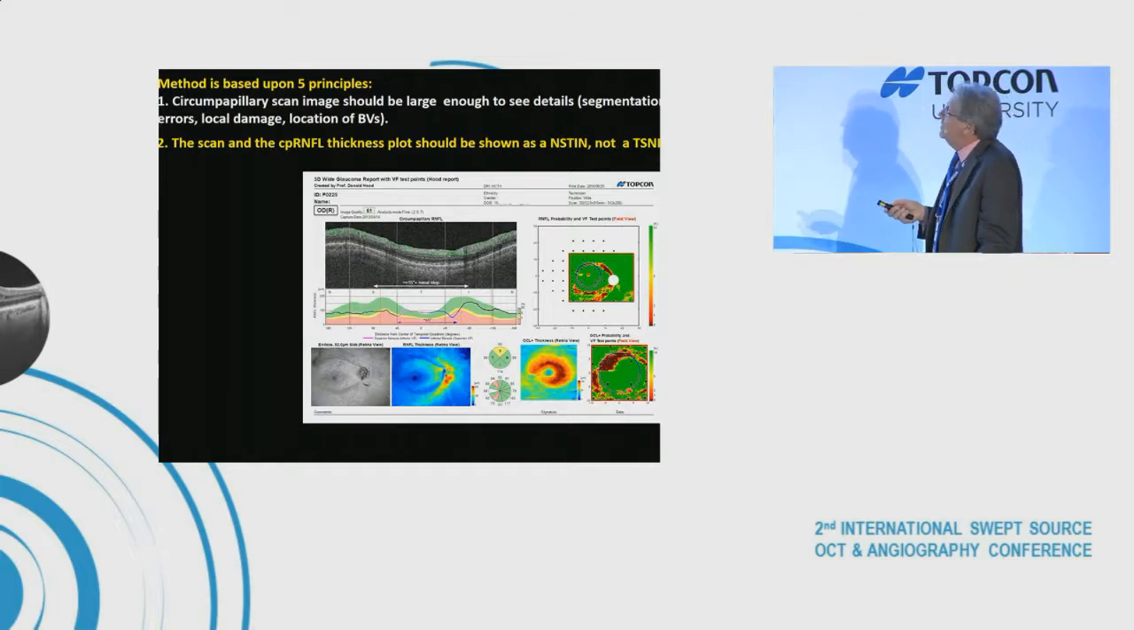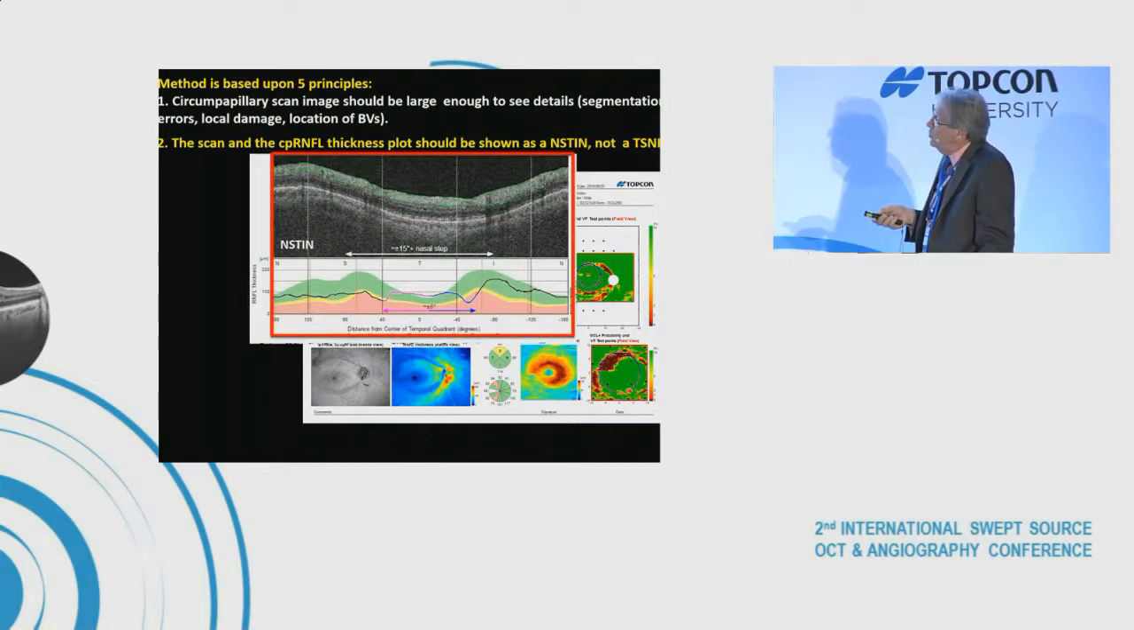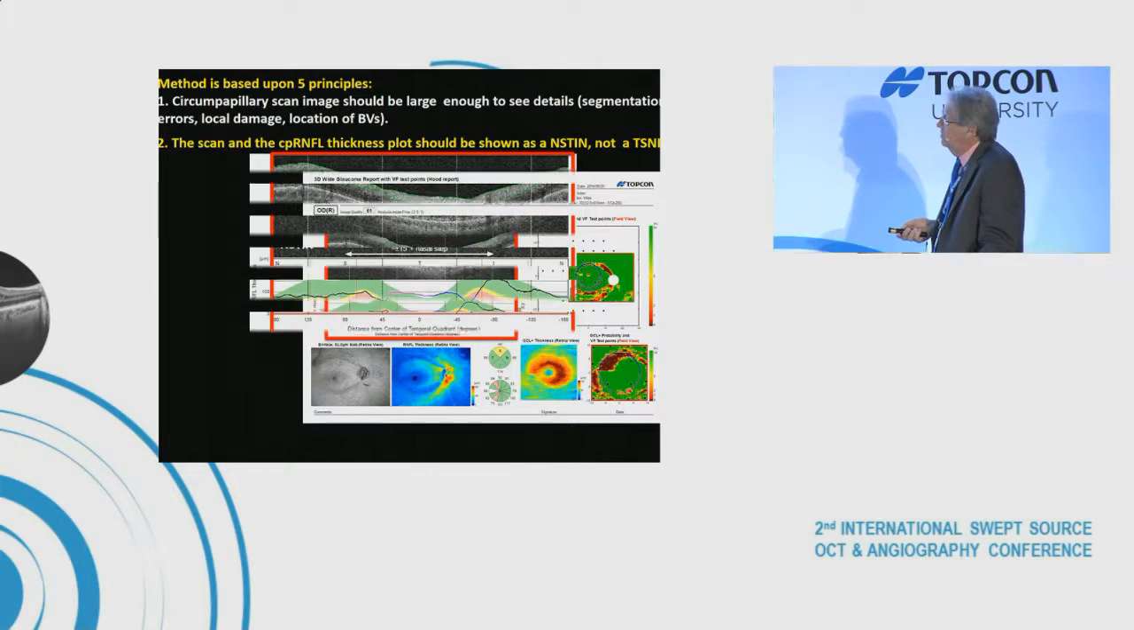All right, so let's take a look. So this is now an N-S-T-I-N plot. So if we blow this up, you can see it tells you where to look if you're looking for damage within 15 degrees or so, plus a nasal step, and it tells you where your macula is.